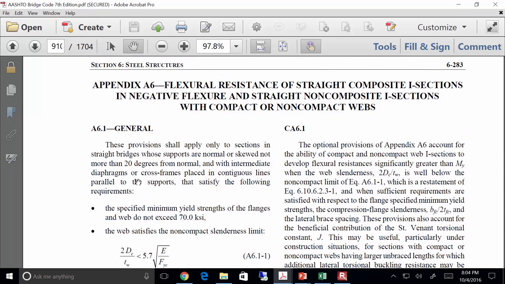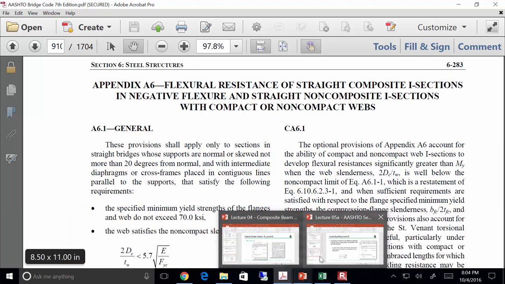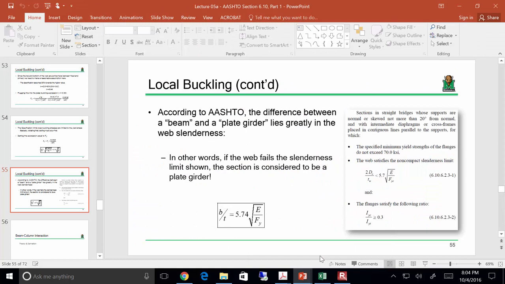This is Appendix A. This is the section of the spec that deals with the stockier beam type sections, whereas the main body deals with the plate girders. And we define the difference based on how slender the web is. Now, I propose to you that a slender web, or in other words, a web that is susceptible to a bend buckling phenomenon, is susceptible when the slenderness reaches this value: 5.7 times the square root of E over Fy.